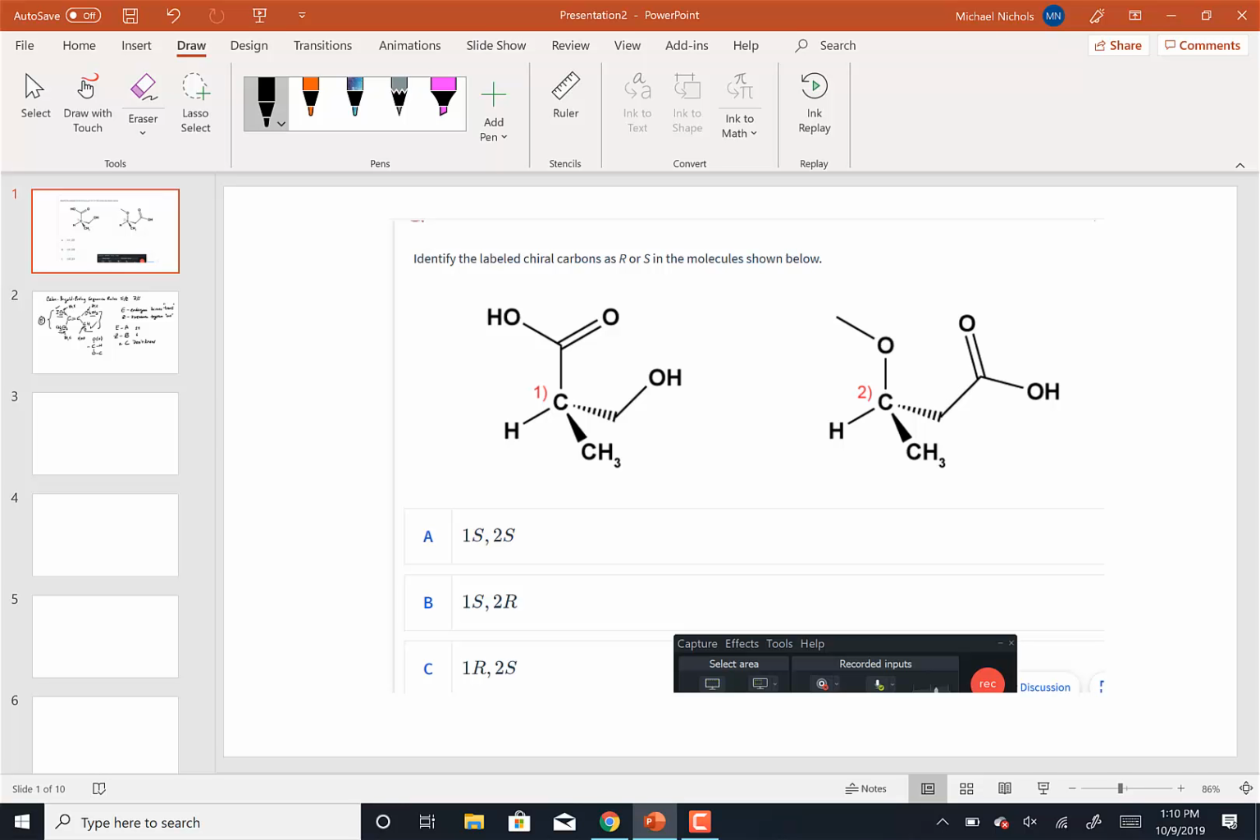Hydrogen is number 4. That is always a good one to offer because hydrogen is always going to be the number 4 group. When it's present, it's number 4. There's nothing lower than hydrogen.